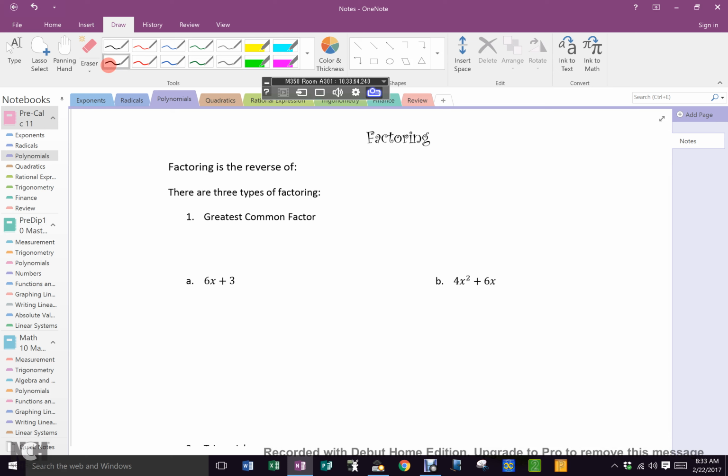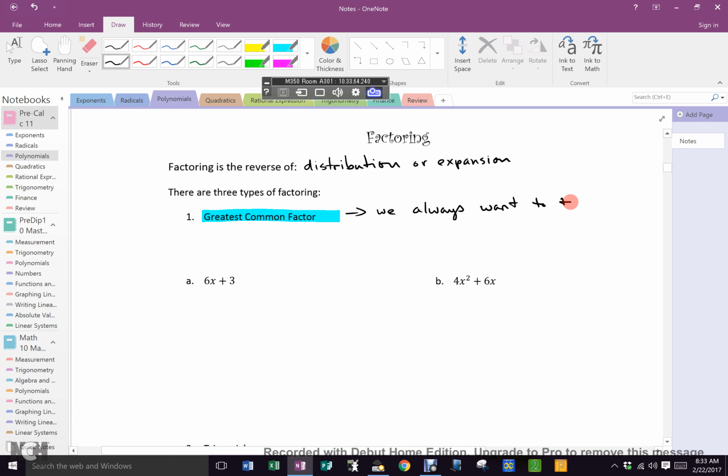Remember, factoring is simply the reverse of distribution, or expansion. There's three types. The first one is GCF. GCF is very important because we always want to try this first. Always, always, always try GCF first because it makes things simpler.